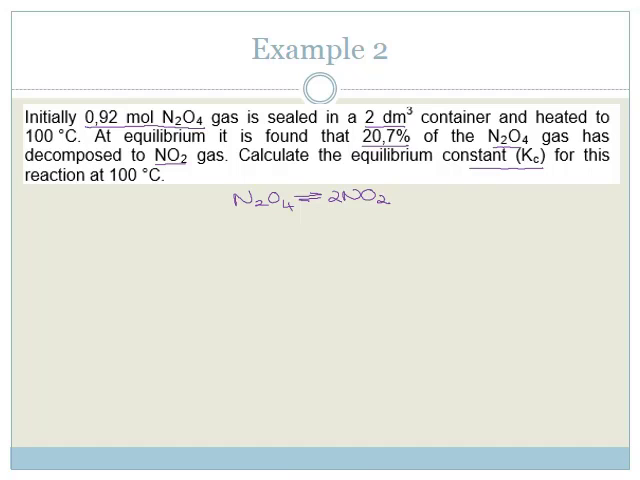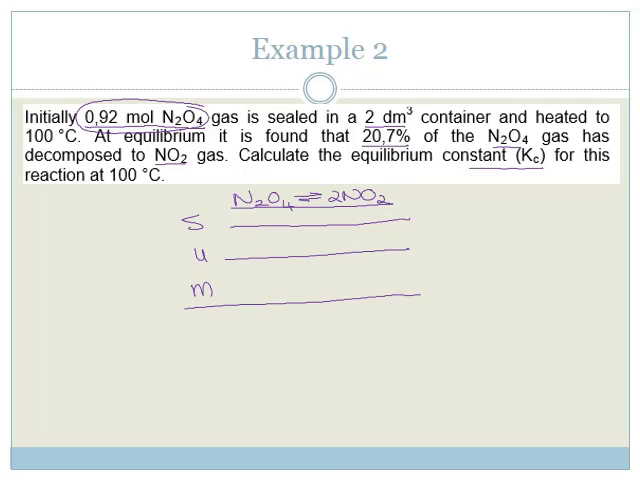Okay, but in this case they tell us that initially we have 0.92 moles sealed in a 2 decimeter container. So as soon as I see this, I'm going to do my table even if I don't need it in the end, but let's just do it. So we've got start, used, made, equilibrium, and concentration. And remember, we need the concentrations because the Kc uses concentrations in the expression.